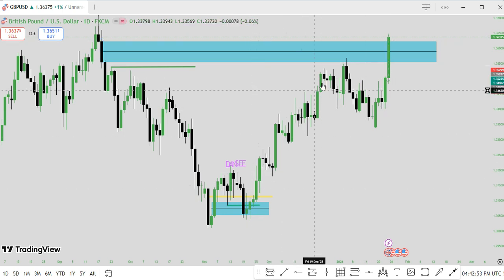But at times it will still move to rebalance those imbalances. So you have to be careful of what you are doing. You can see the way it's moving.